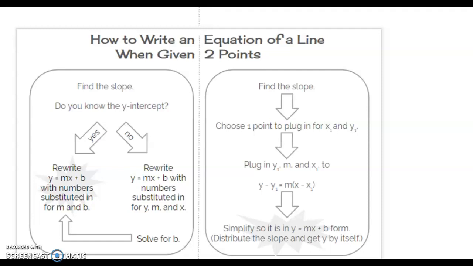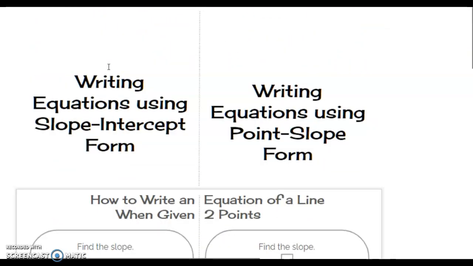Okay, so before we can really get into what we're doing today, we're actually going to review something from Algebra 1. So this foldable I gave you is one that we did when we were in Algebra 1, but we still need this skill in geometry and beyond. So this is the foldable that says writing equations using slope-intercept form and writing equations using point-slope form.